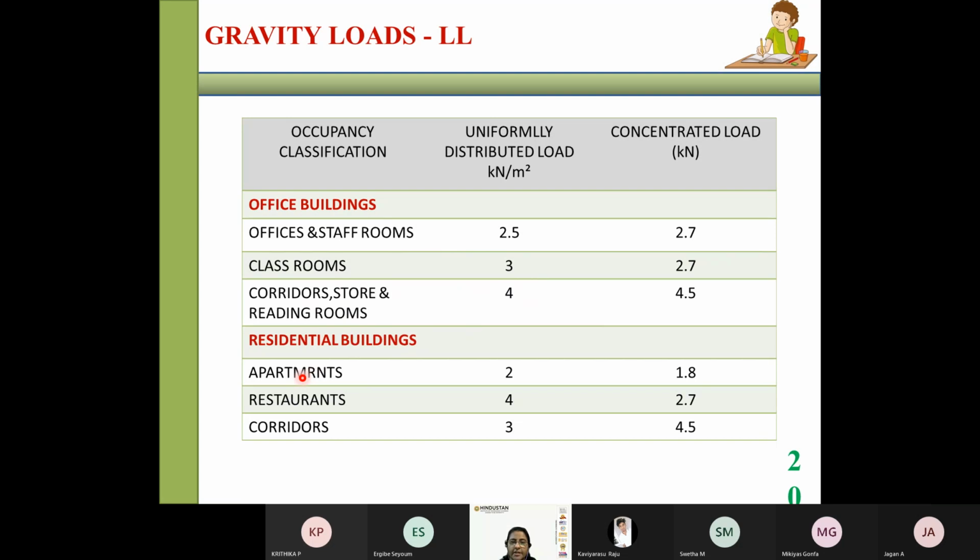Suppose it's a residential building like apartments, the maximum occupancy on a particular floor will be a maximum of 10 members in a family. More than that, it is not there. So you can have 2 as the minimum. If it is a restaurant, 4. For corridors in a residential building, it is 3 kilonewton per meter square. So this is how the live load has to be considered, because the code provides the information to you. Accordingly, according to the situation, the need and the purpose, the live load can be varied.